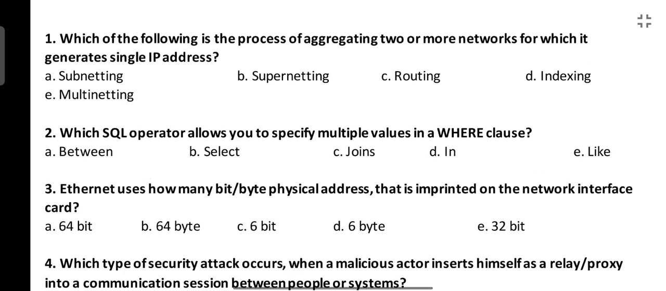So the first is, which of the following is the process of aggregating two or more networks so that it generates a single IP address? The answer for this question is supernetting. What is supernetting? It is just the reverse of subnetting. What is subnetting? In subnetting, we divide an IP address into smaller chunks, and in supernetting, we combine smaller IP addresses and give them one IP address so that it will be a large network.